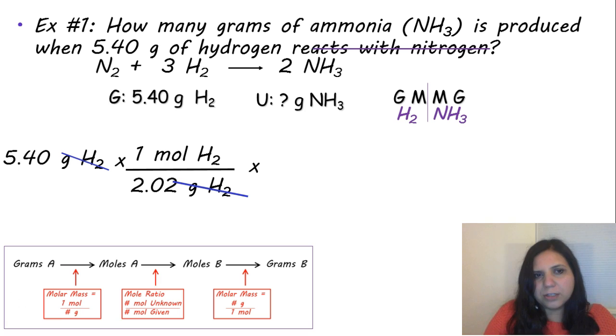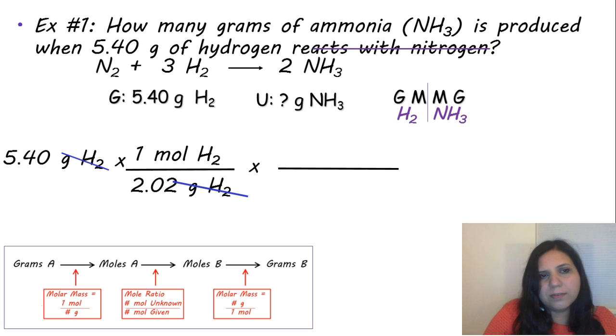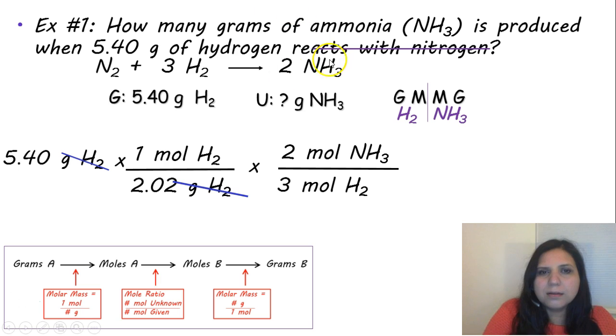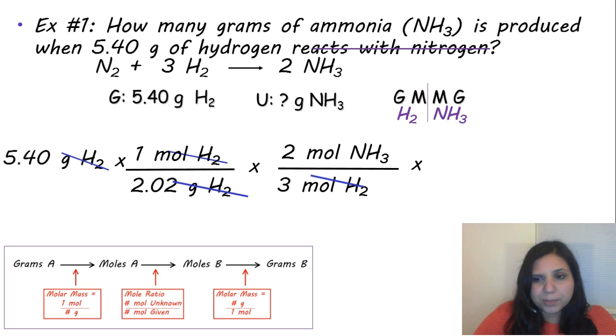So we need the mole ratio. For the mole ratio, we have moles of the given on the bottom. Given is in terms of hydrogen. In front of hydrogen, we have a 3, so this is 3 moles of hydrogen. On the top, it is moles of the unknown, and so that's 2 moles of ammonia based on the balanced equation. Moles of hydrogen cancel, and then we have one more step.